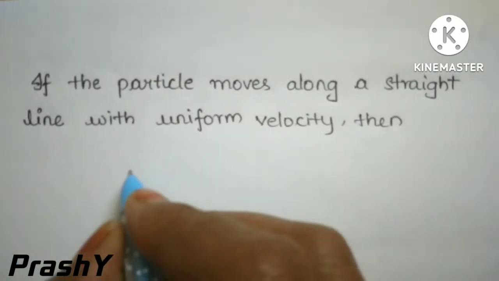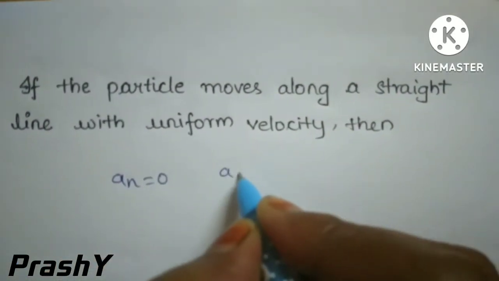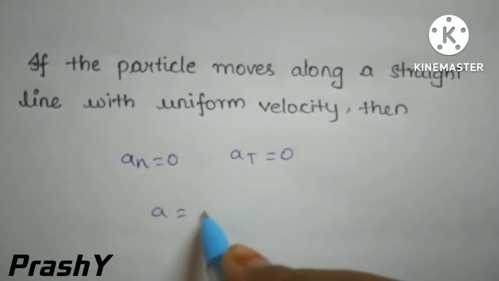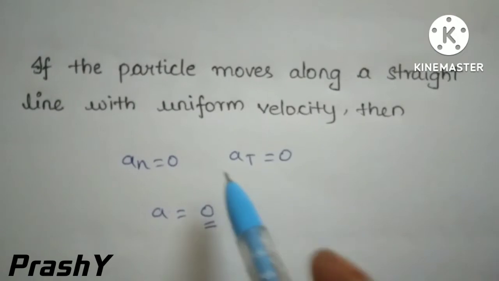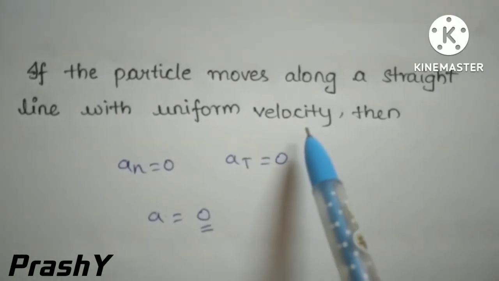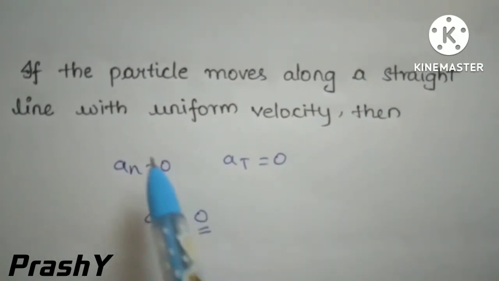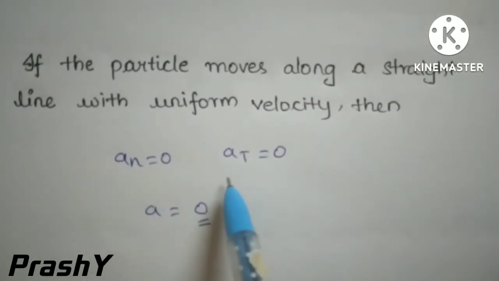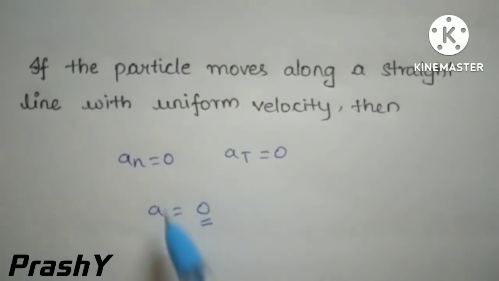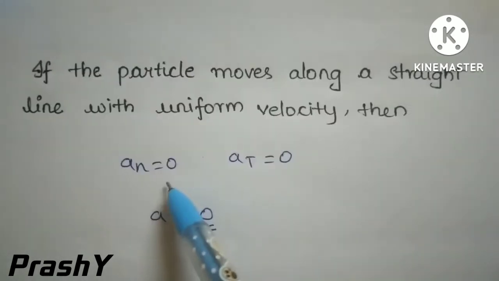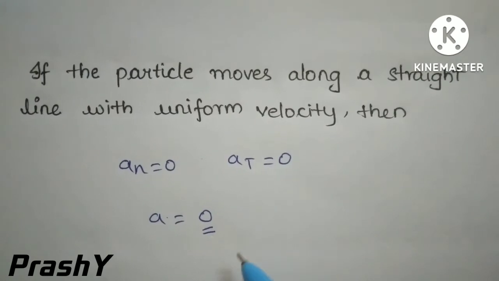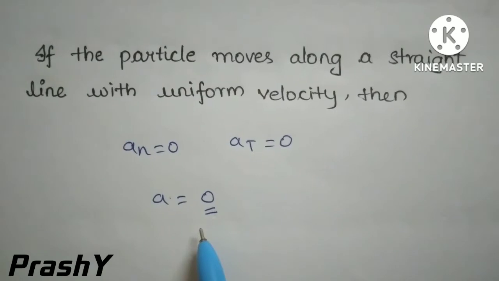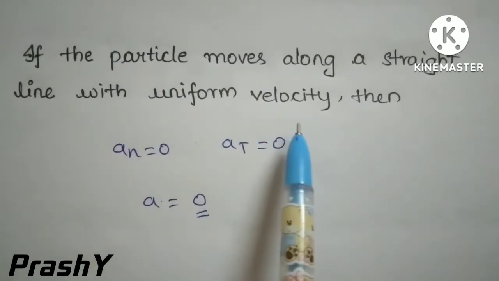Now what happens if AN is equal to 0 and AT is also equal to 0? When both are equal to 0, then the resultant acceleration A also will be equal to 0. That means the particle is moving with a uniform velocity in a straight line. So when a particle is moving along a straight line with uniform velocity, AN is equal to 0 and AT is also equal to 0. That means the body possesses neither radial acceleration nor tangential acceleration. So the resultant acceleration will be equal to 0. We know that when the resultant acceleration is 0, the particle may move with uniform velocity.